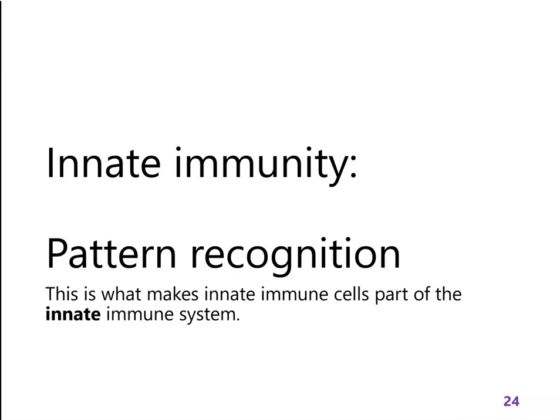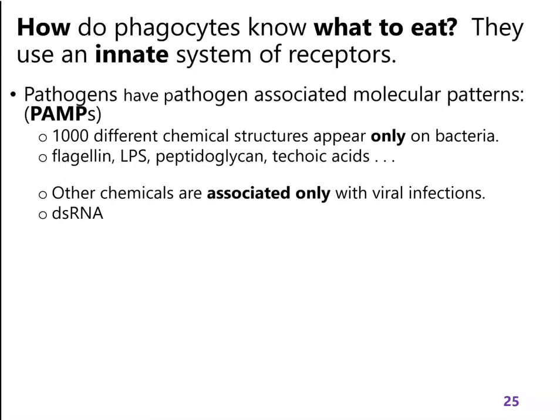So in this video, we're going to look at pattern recognition, and the ability to see patterns is what makes the innate immune system innate. We are born with our cells having the ability to see patterns. Our adaptive immune systems don't see patterns. So they don't do this. That's the fundamental difference between them and the innate system. The innate system can see patterns. So let's look at what that means.